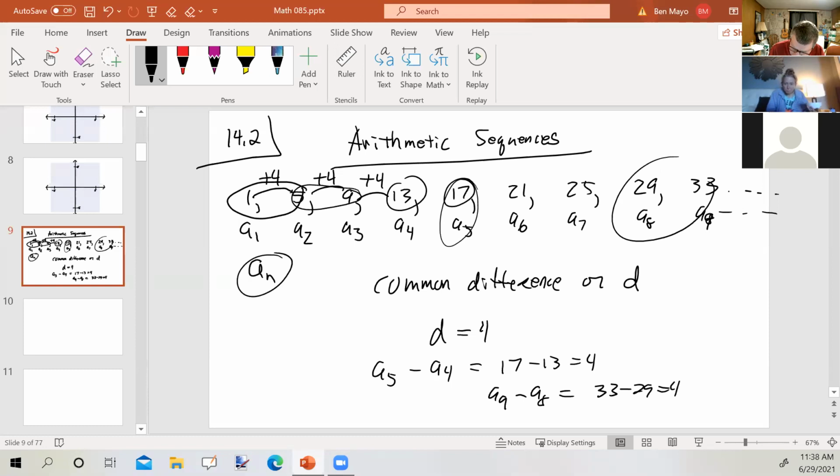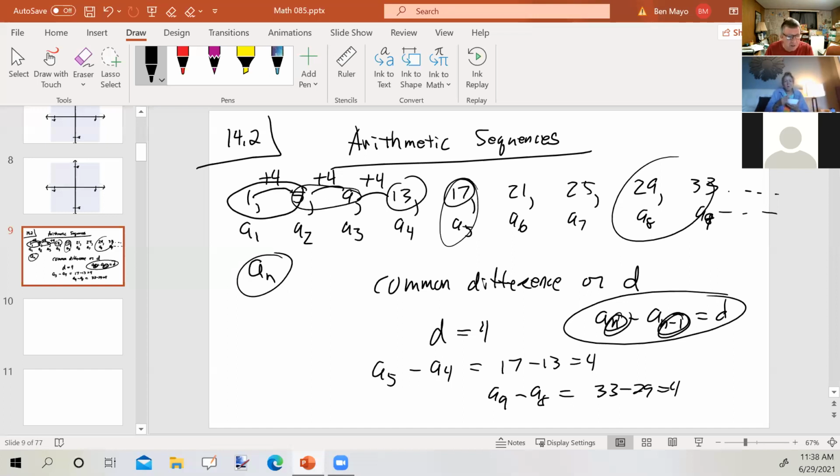So the common difference, and I'm going to say this, a sub n minus a sub n minus 1 equals d. What is all this notation? Well, this is a term in the sequence. This would be the previous term in the sequence. So to find the common difference in an arithmetic sequence, you take a term in the sequence minus the previous term in the sequence. All right?